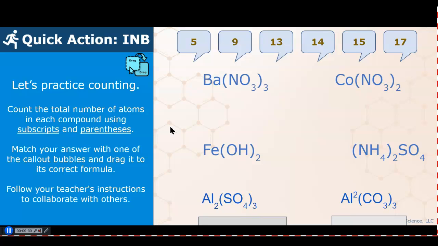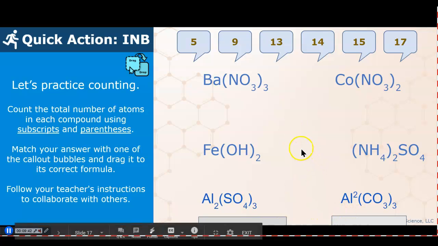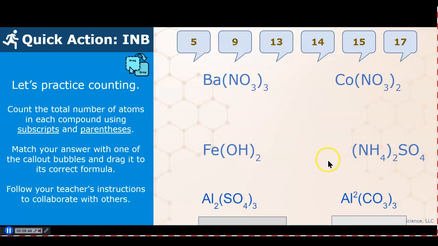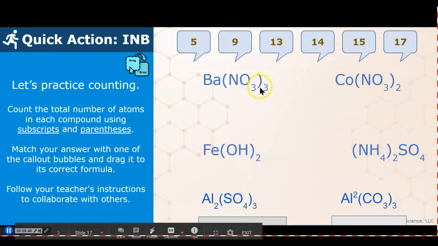Now you're going to practice counting. Using all the things we've talked about, you're going to go into edit mode and you're going to pull the call out bubble down to the correct formula. Ignore these boxes at the bottom, but each of these should go with one of these.